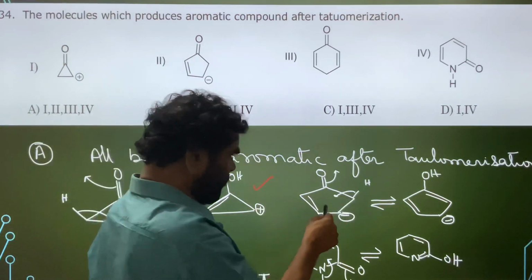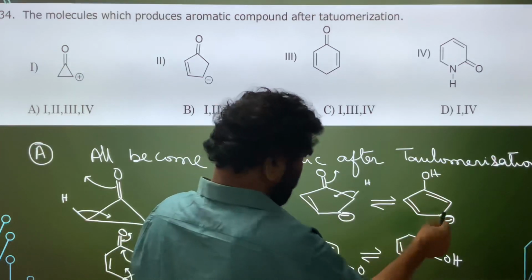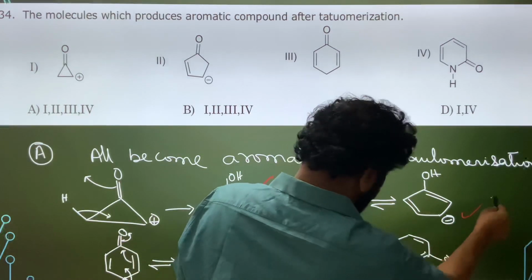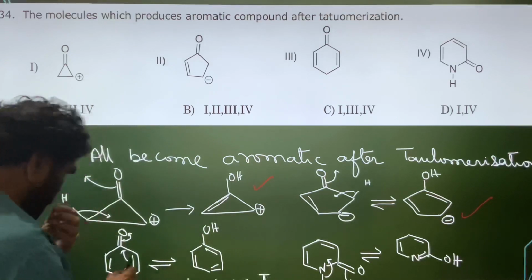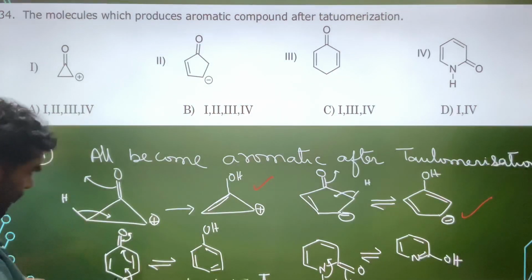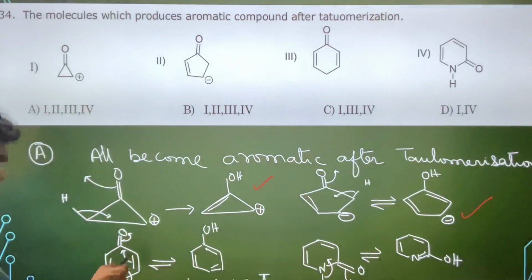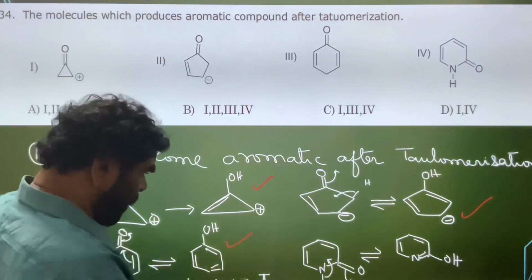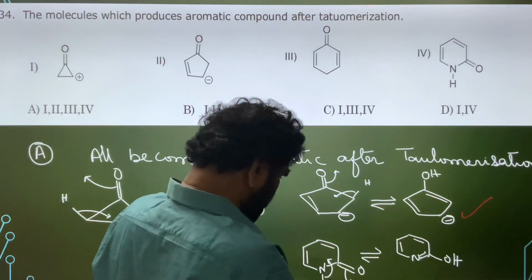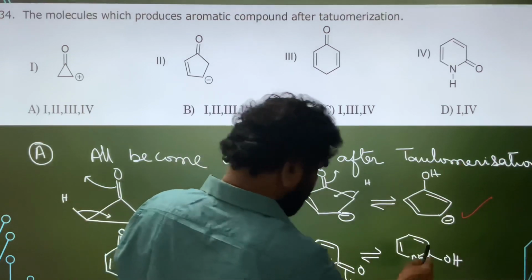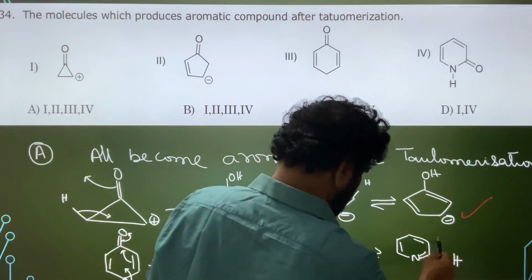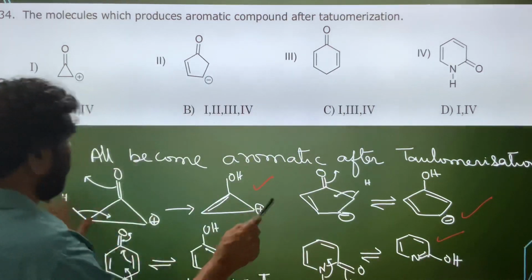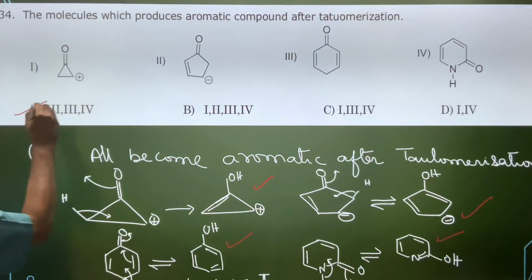After tautomerization, the cyclopentadienyl anion is formed, aromatic. After aromatization, extended tautomerism, that is, the phenol is formed. Here, after the tautomerization, it is converted into pyridine. That is aromatic. All are aromatic. Therefore, A is the correct option for you.